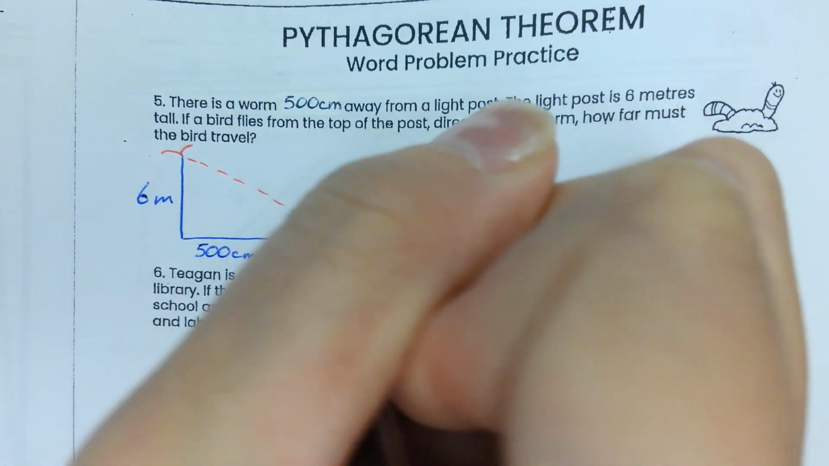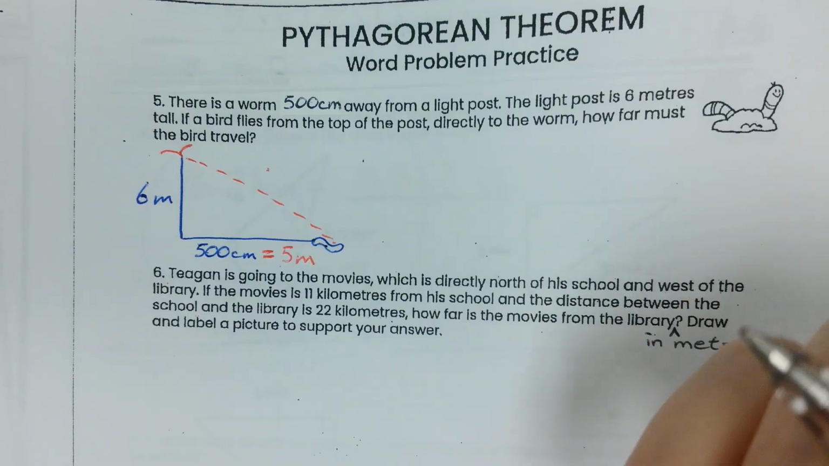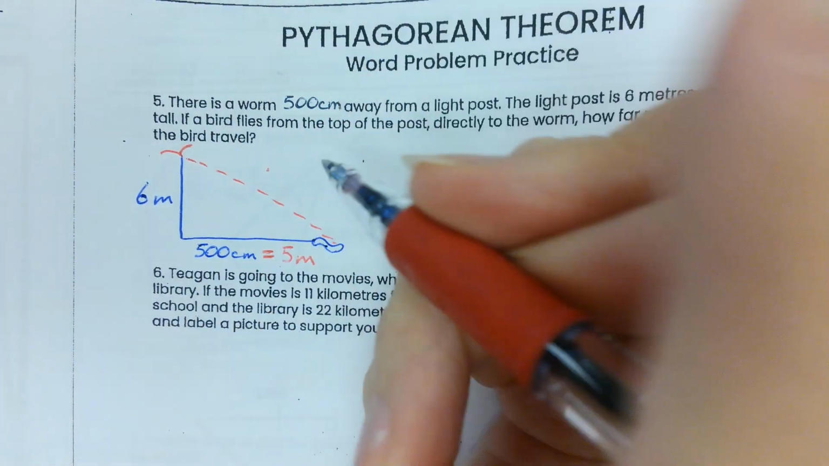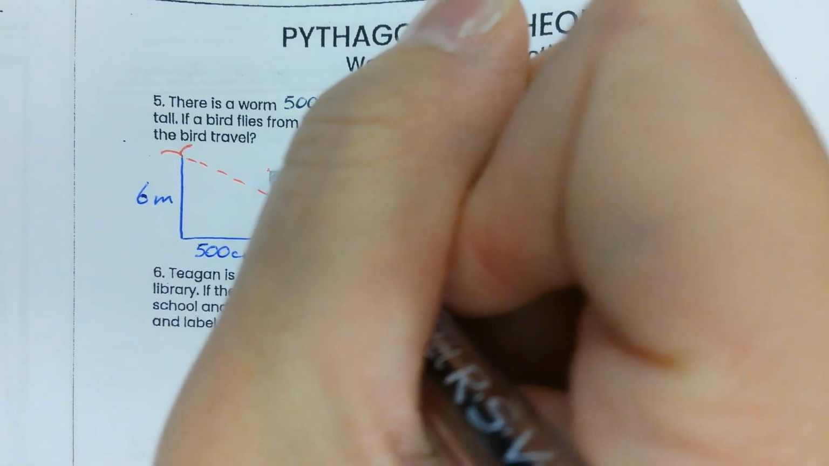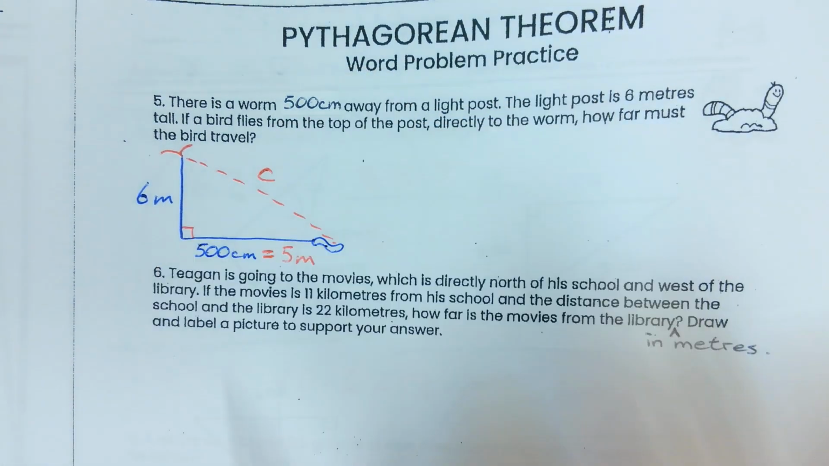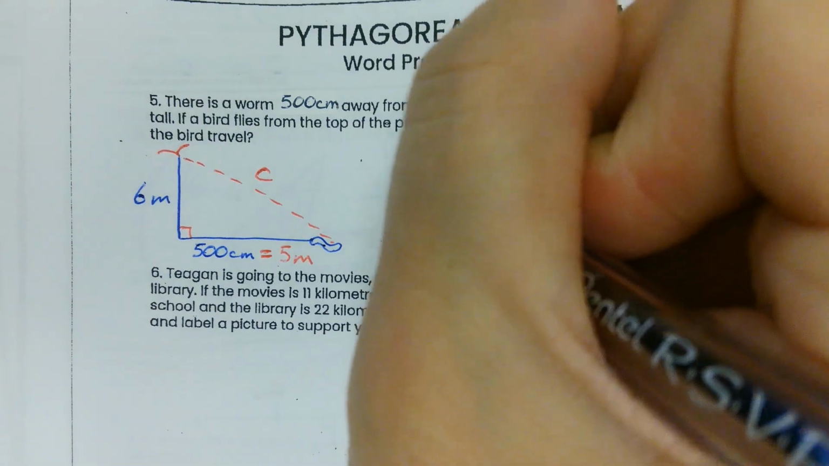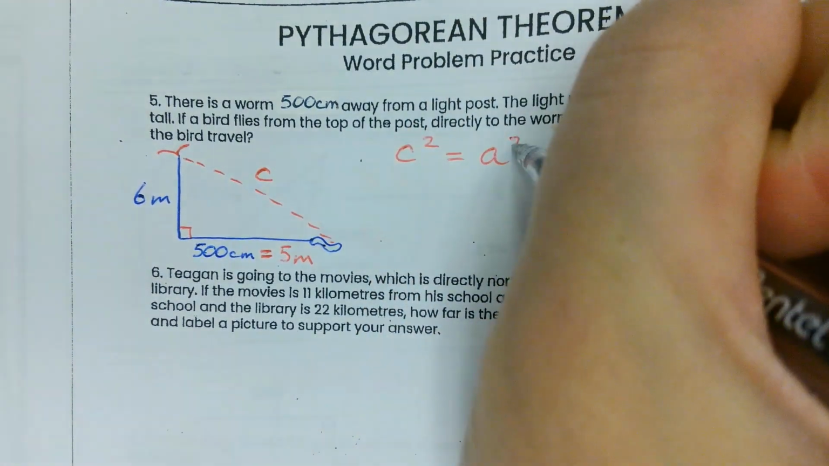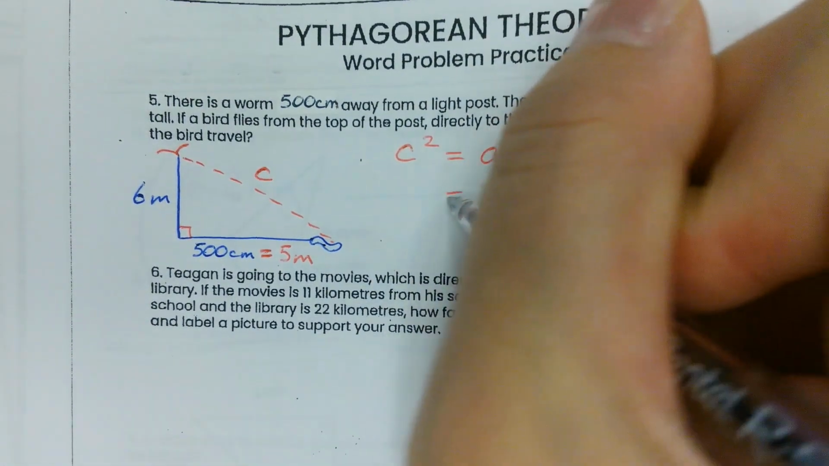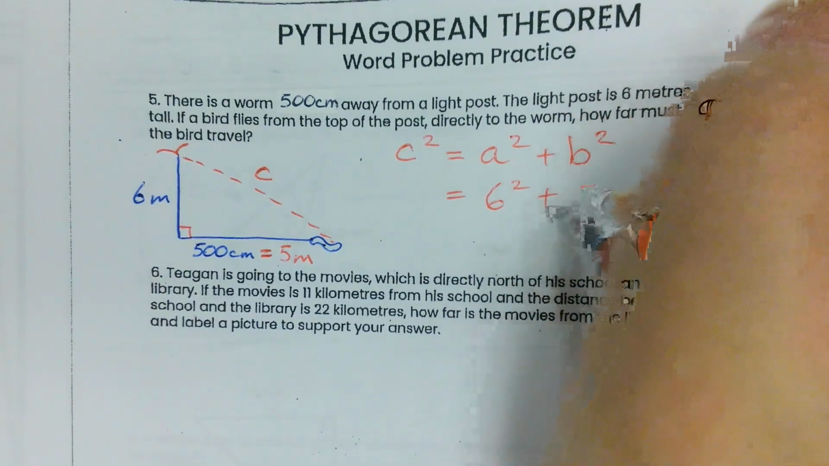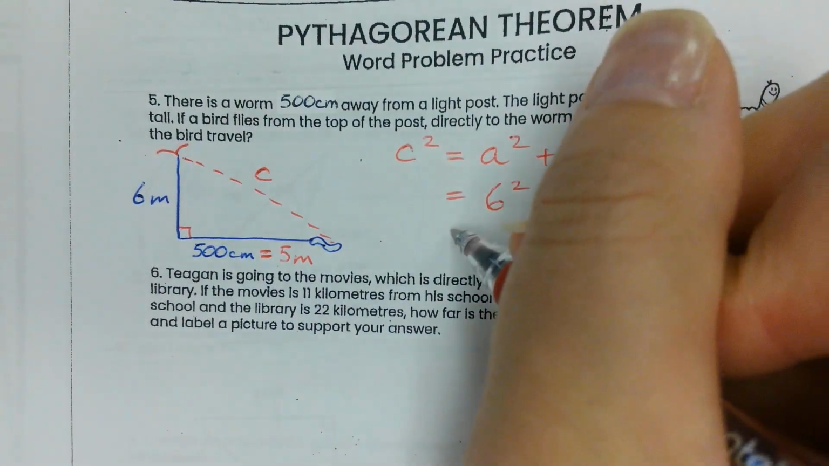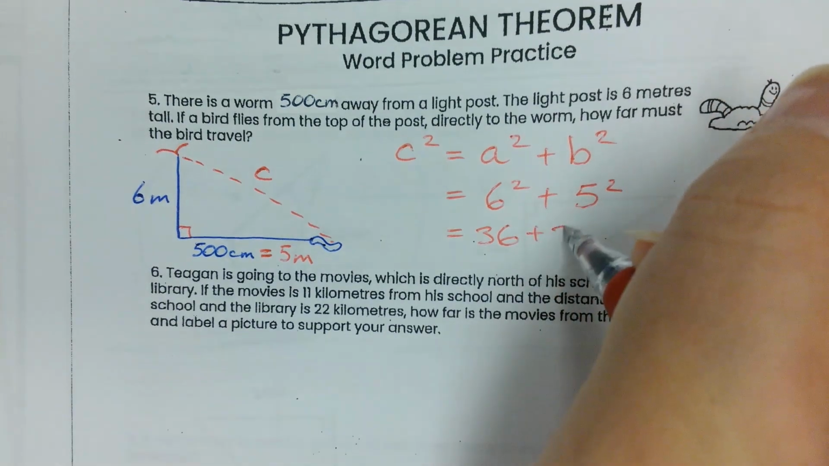Okay, and this is the bird. We're trying to figure out this side. Which side is this? Hypotenuse. Good, so it's the C. Your light poles always make a 90-degree angle with the ground. So this is simply C squared equals A squared plus B squared. So 6 squared plus 5 squared, not 500. So you get 36 plus 25.